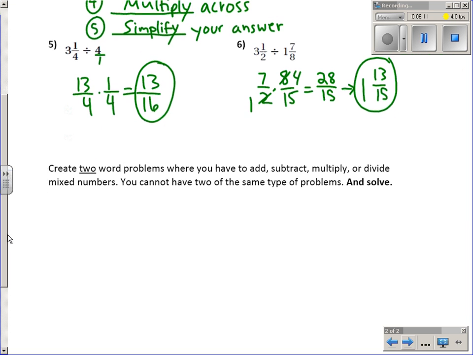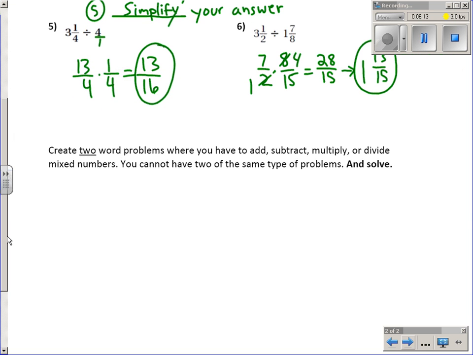Last thing you have to do is create 2 word problems. So not just operations, but actual word problems where you have to add, subtract, multiply, or divide mixed numbers. If you do one that's addition, you can't do the other one that's addition. You have to do 2 different operations, and then solve and show the answers. Try to be creative if you can, and see how we can apply that to the real world.